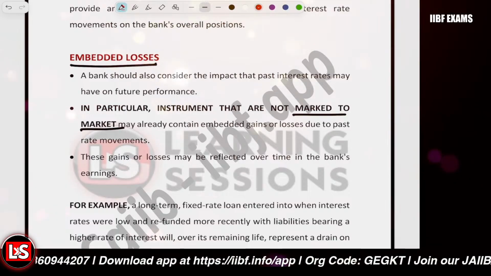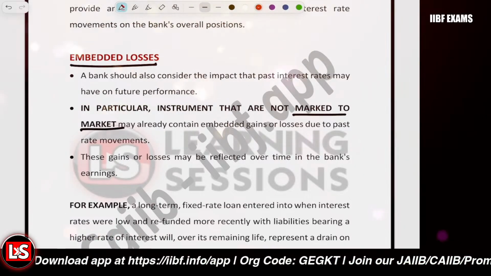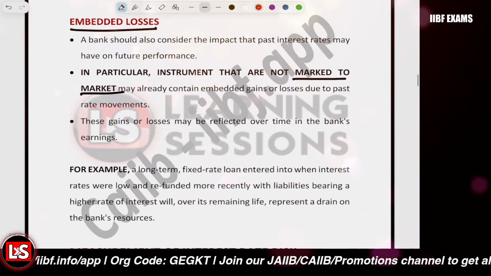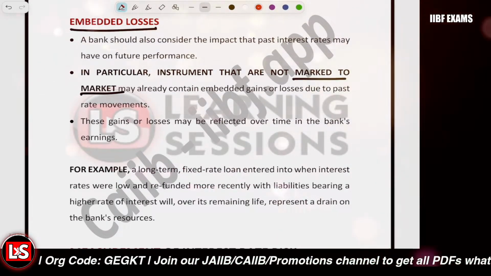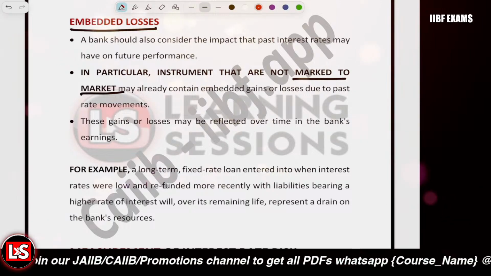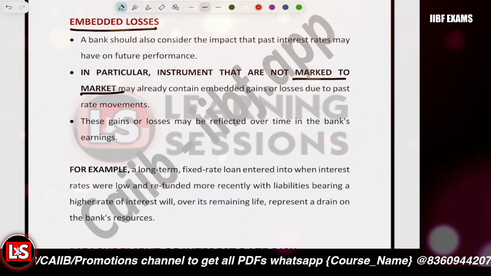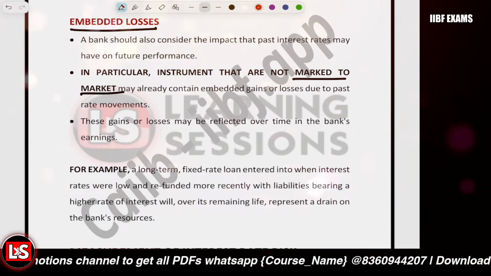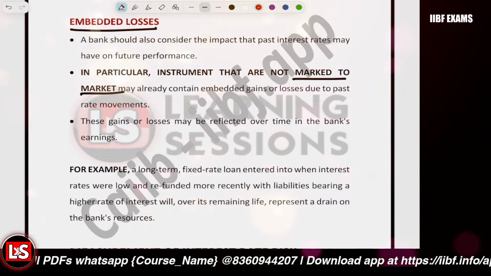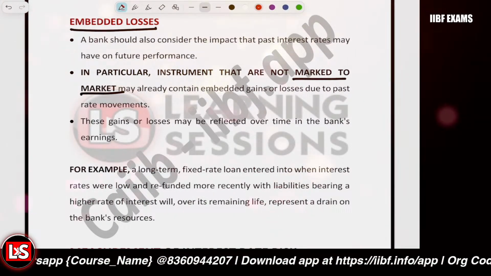And the instruments which are not marked to market already contain the losses due to the past movement of the interest rate. That is the main reason related to embedded losses. It could be a hidden loss, it could be a built-in loss, right? So if the market rates move adversely, there will be an embedded loss related to it.